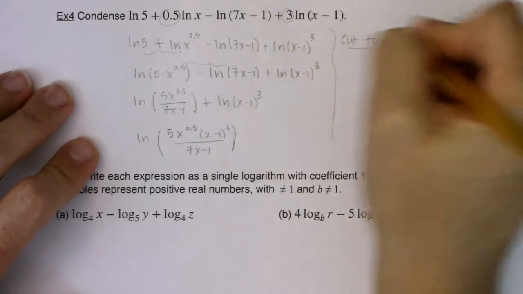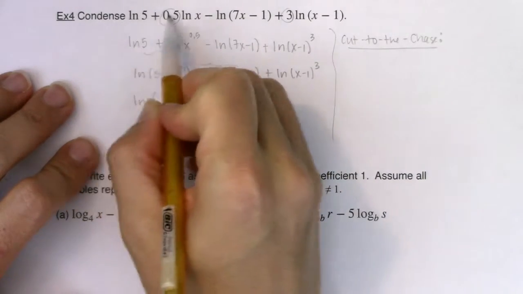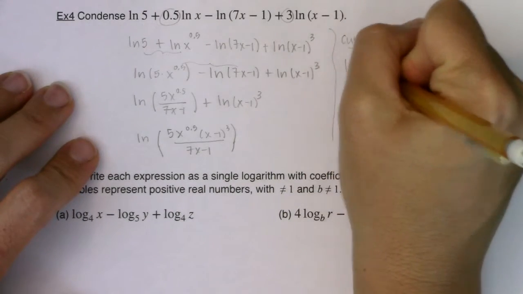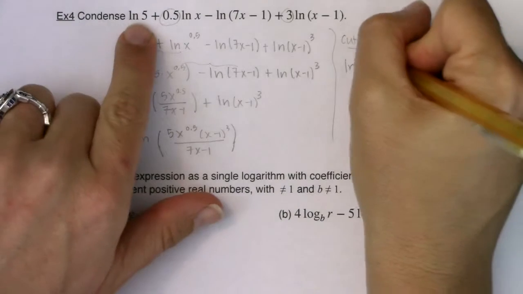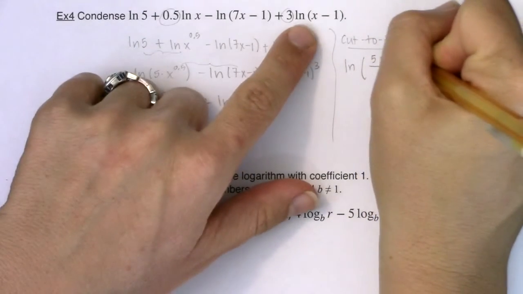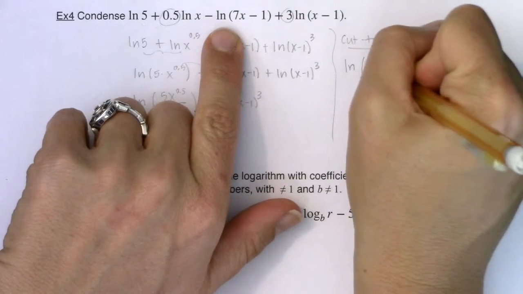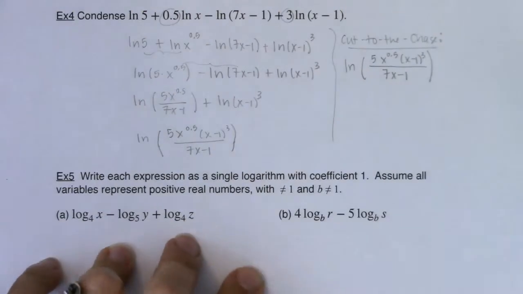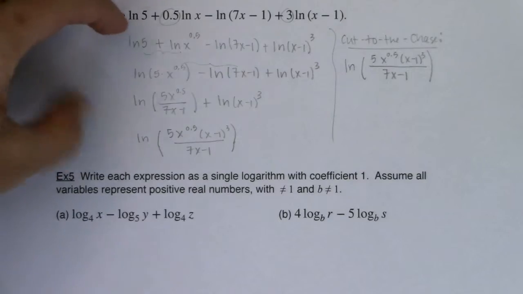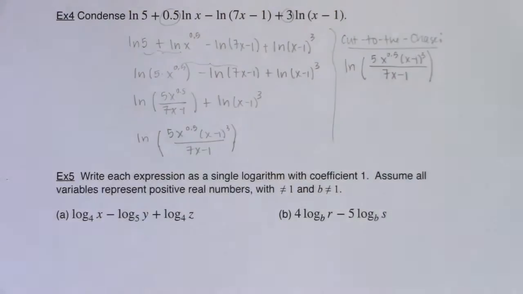When I think of my cut to the chase version, here's what I think of. Anything that has a positive coefficient, and that's this term and this term, they're going to go in the numerator. So this is going to be ln, and in my numerator, I'm going to have 5, here x to the 0.5, and here x minus 1 cubed, and then in my denominator would be anything that was subtracted. So once you get more comfortable with these logarithms, you can just take that expression and cut to the chase. Just condense it in one step.